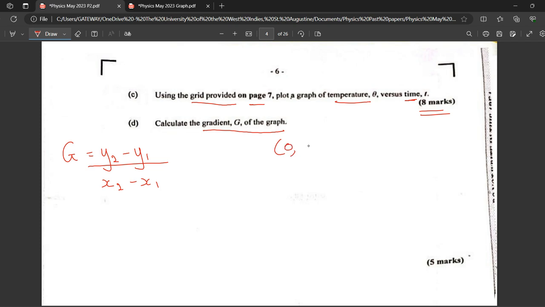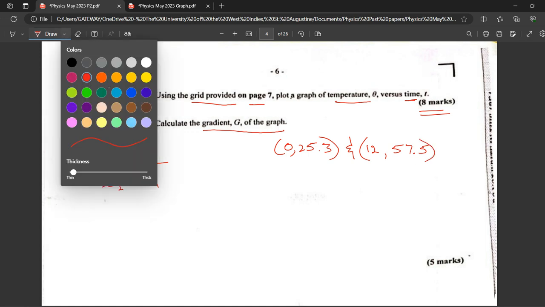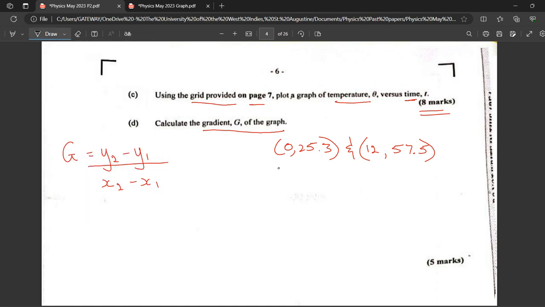Right? One point is 0, comma 25.3, and the second point could be 12, comma 57.5. Right? What I also like to do, because sometimes you make an x error, is put what is x1 and y1. That will obviously be on the first point, and x2, y2 will be on the second point, if you want to put it like that.